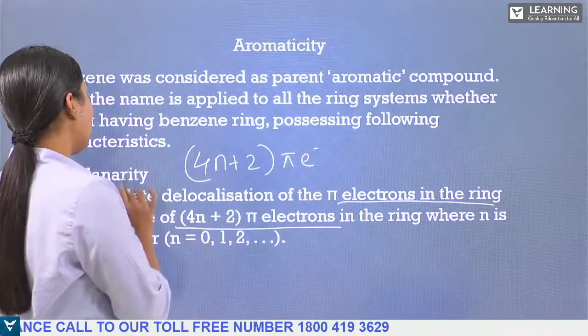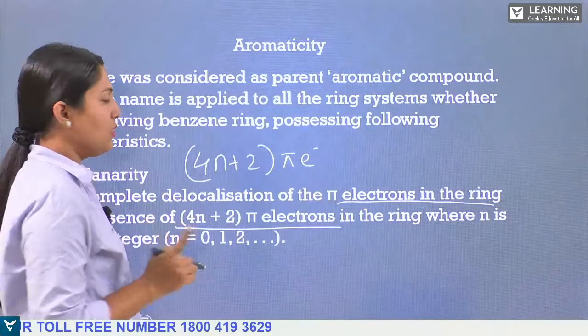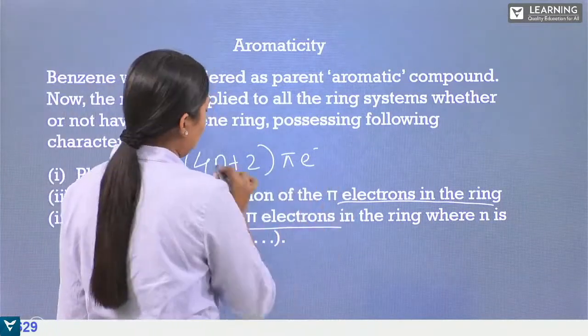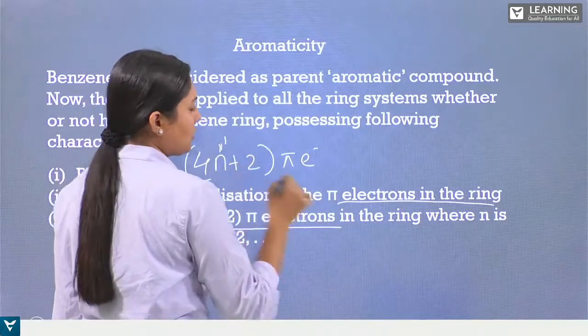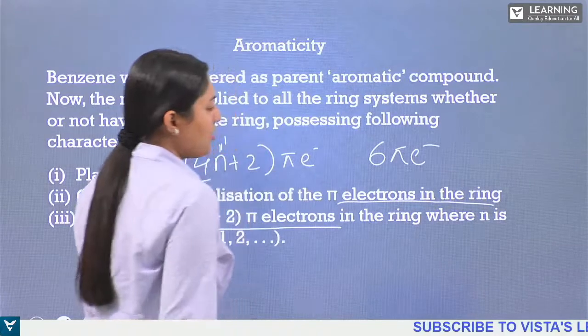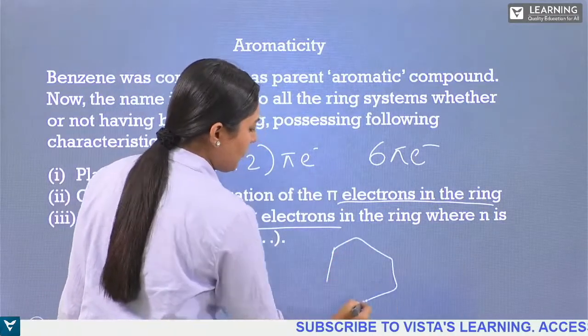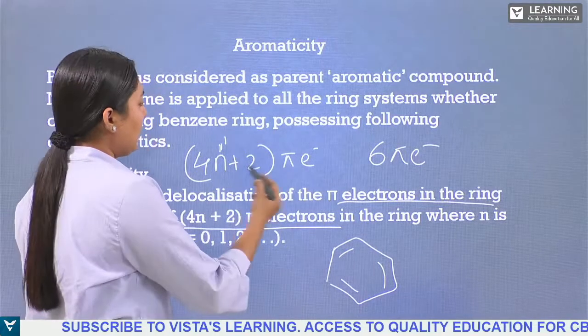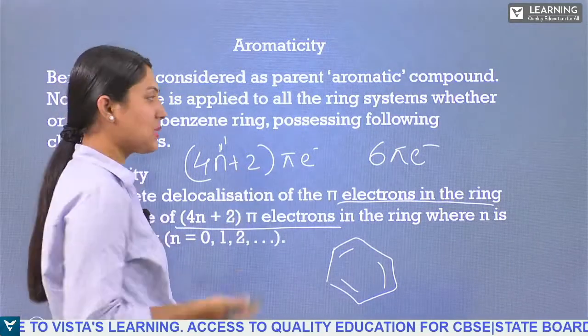And one thing, it should contain one ring. So if it contains one ring, how many pi electrons will we get? We need to substitute n equals 1. 4 plus 2 is 6 pi electrons. So, as we see in the benzene ring, this has one ring, right? And n equals 1, if we substitute, we get 6 pi electrons.